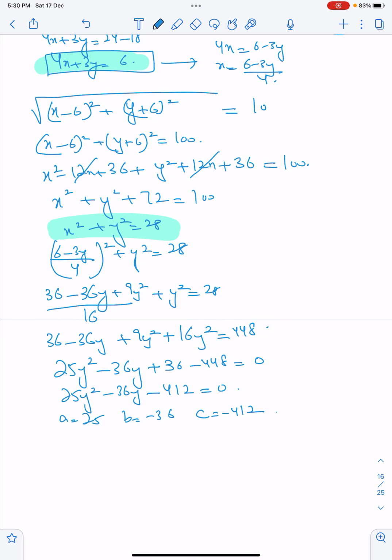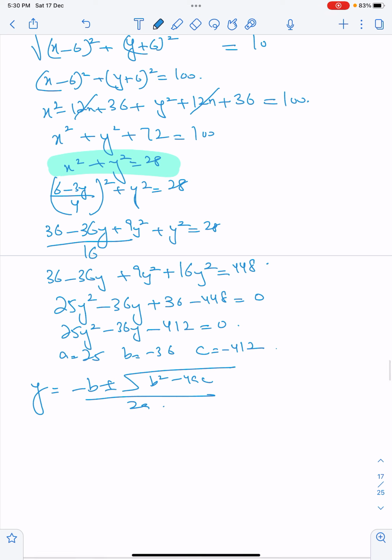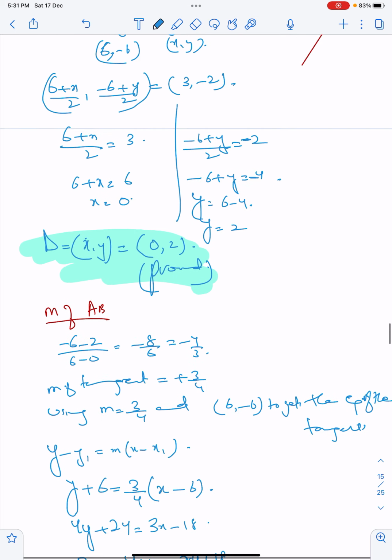I'm using the calculator directly right now, but you have to show the working. Y equals minus b plus minus root of b square minus 4ac upon 2a. I'm just solving it directly. A is 25, B is negative 36, and C is negative 412. So it's 2 points, which I've got 4.84, and the other one is negative 3.40. These are the two coordinates which I'm getting.